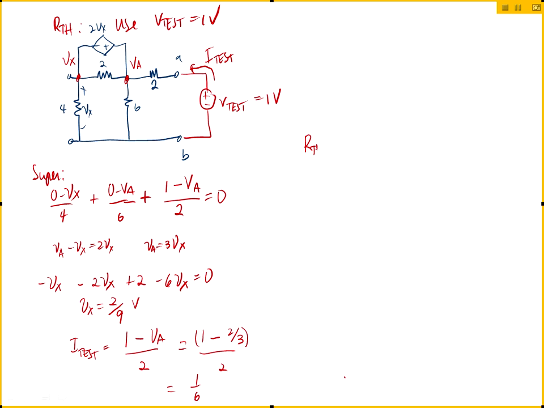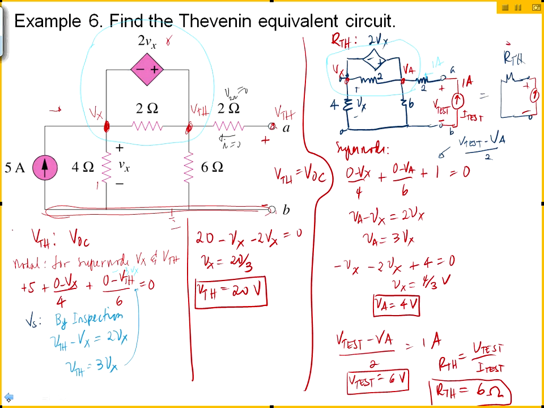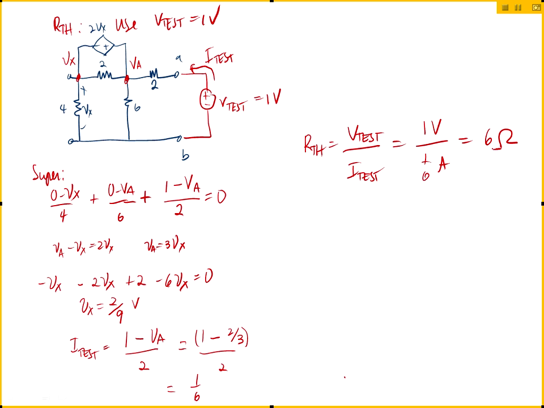Okay, so once I find I test, what is our R Thevenin? It's V test over I test, right? What's our V test? 1 volt. What's our I test? 1/6 amp. So what's our R Thevenin? And is that exactly the same as the previous one?